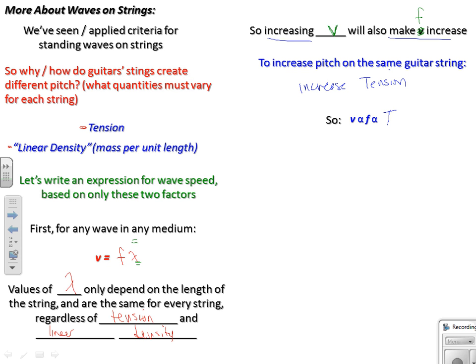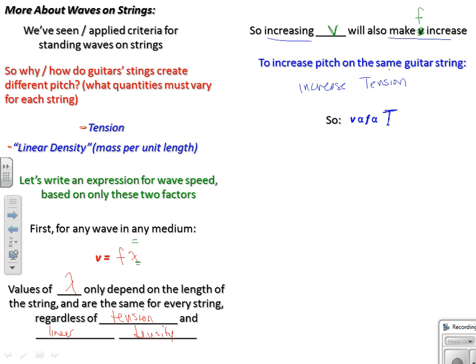How do we do that? Well, that's proportional to how much tension is on the string. A more tightly pulled string vibrates at a higher frequency. The wave travels faster on it.